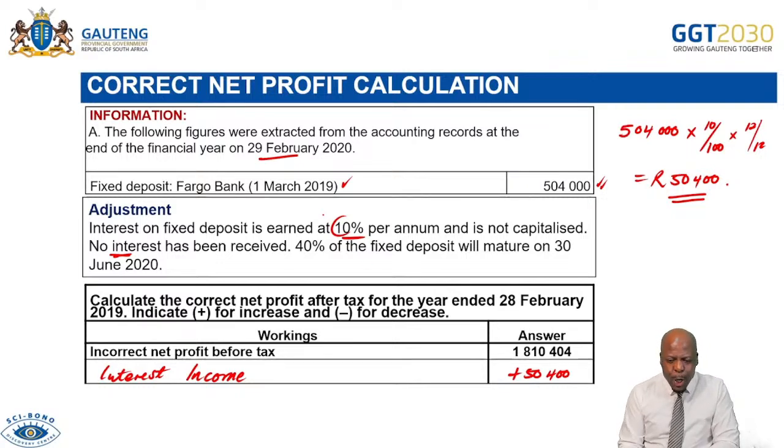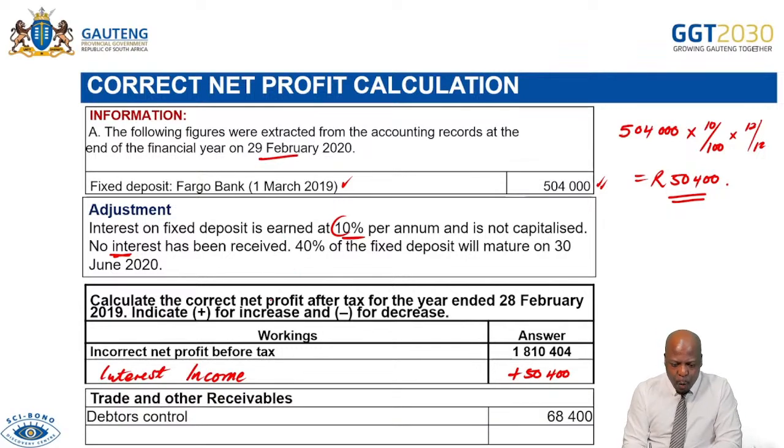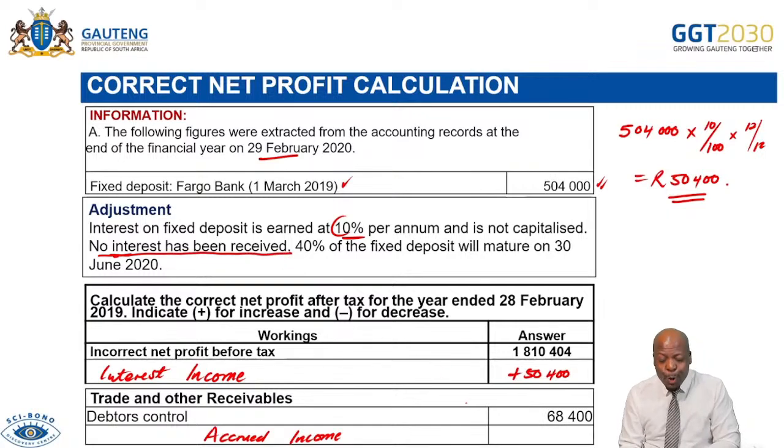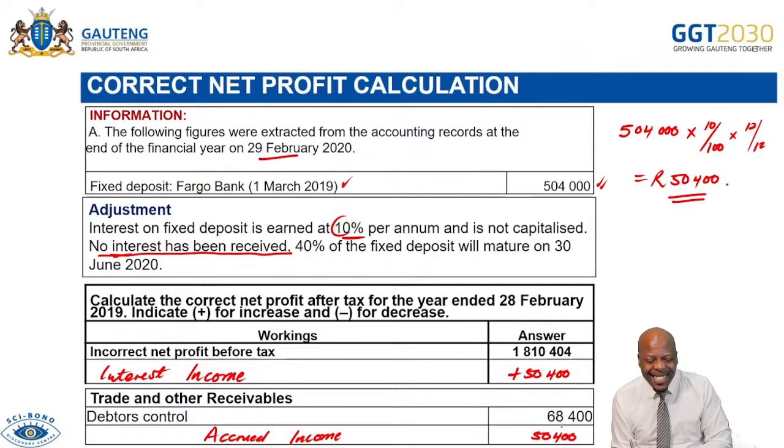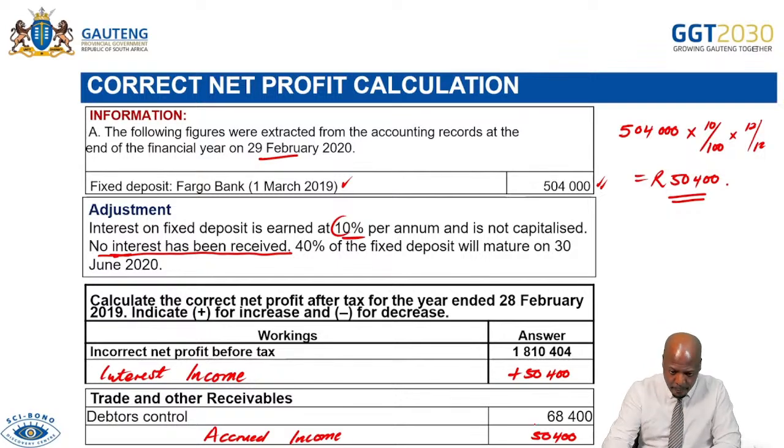Okay. But we know that we are not just doing the correct net profit calculation, we are doing as well the note for trade and other receivables. All right, so here we have a debtors control amount, and then if we have income not yet received, what do we call that? We call it accrued income. So I'm just going to come here and I'm going to say we have accrued income of how much? 50,400, because we're told no interest has been received. So they owe us that interest. It is receivable. So it is your 50,400. That was adjustment number one. Okay, interest income, that is interest on fixed deposit, that was not yet received. Can I go on to the next one? Okay, cool. Let's go to the second one.